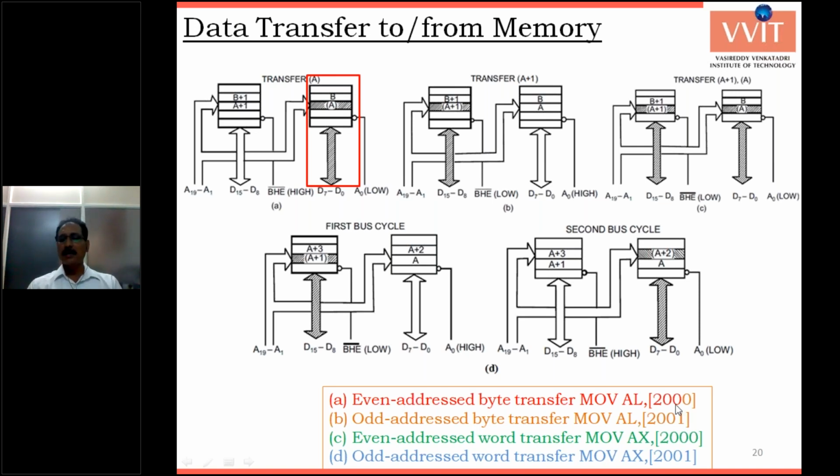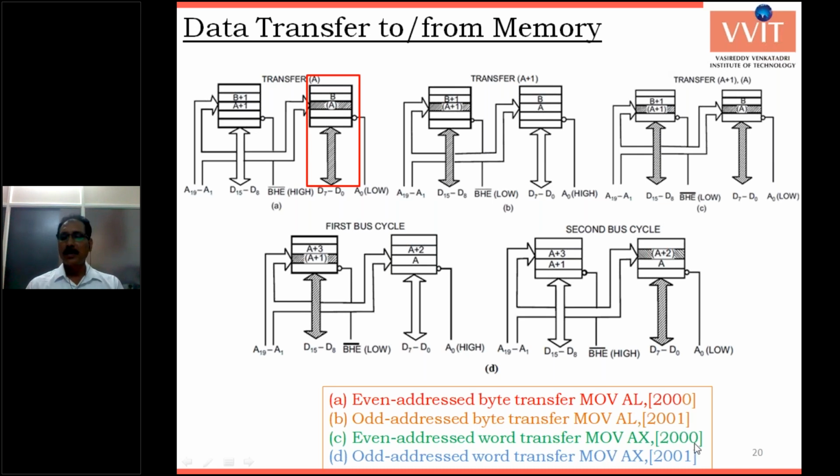Now, for an even address byte transfer, depending on the decoded statement, only the even bank is enabled by A0. BHE bar is high, so the odd block is disabled and only the even bank is enabled. You refer to memory location 2000, and that content is served via D0 to D7.